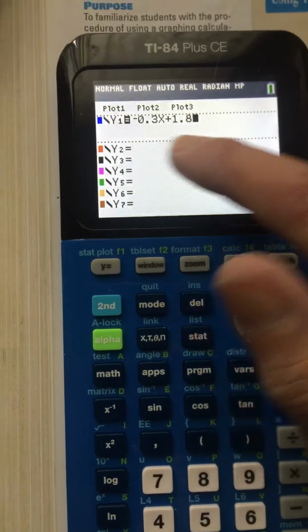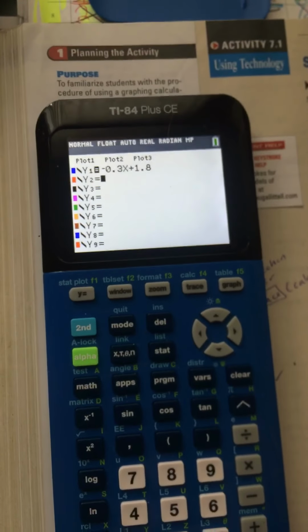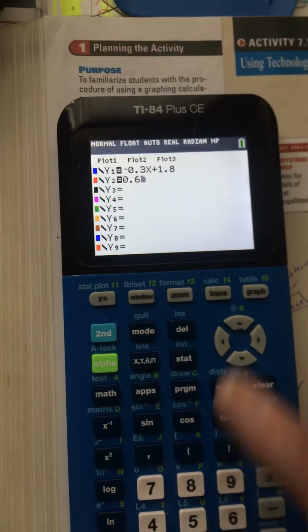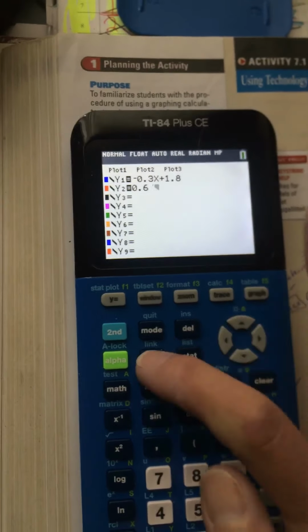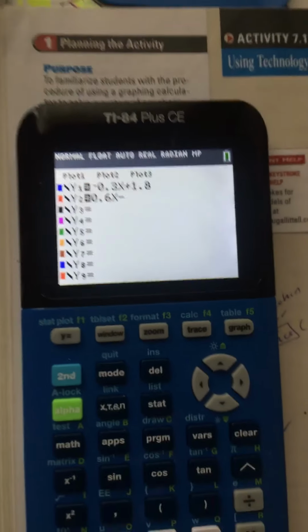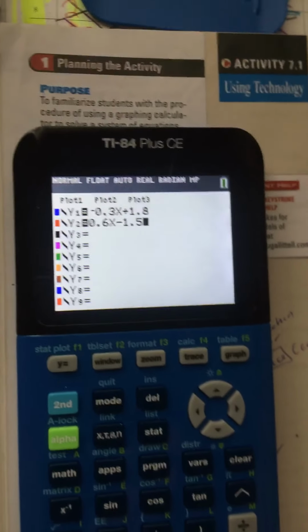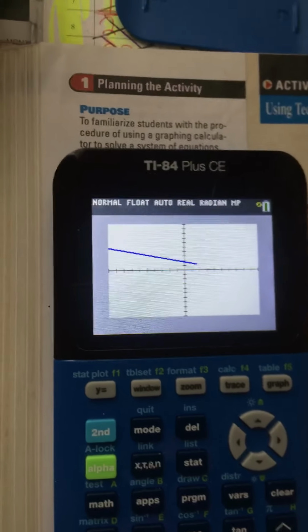Now, I'm going to arrow down to the next line and put in the next one. And this one is 0.6x minus, remember, minus is in the middle, so I put that one right there, 1.5. Okay, now I am going to graph it and see if I have a good window.